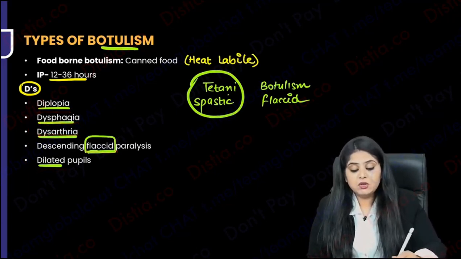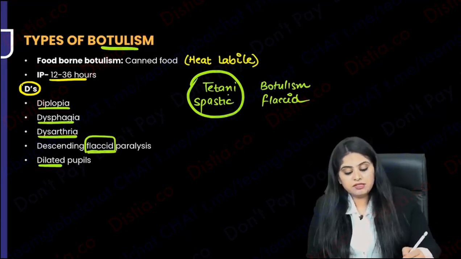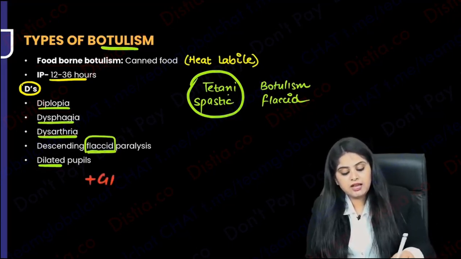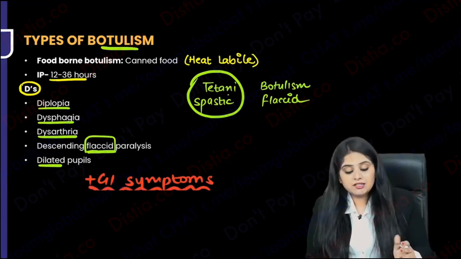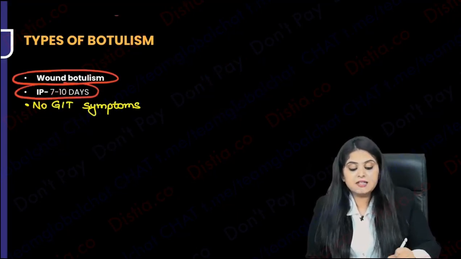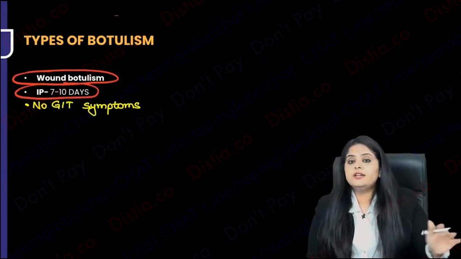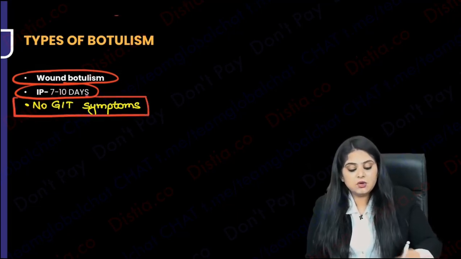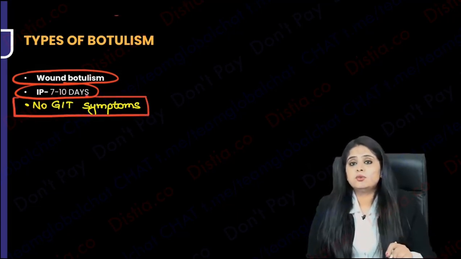That is about your foodborne. Matlab along with this, of course, you are gonna have GI symptoms also. Foodborne hai, to GI symptoms to of course honge. Because that is how I used to differentiate it from wound botulism. Wound botulism firstly has a higher incubation period. All the 4 Ds can occur, but GI symptoms are not gonna be there. GI symptoms nahi honge. Why?